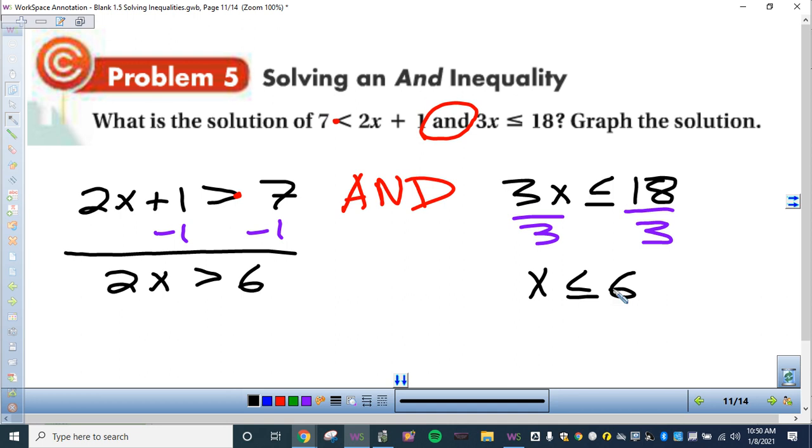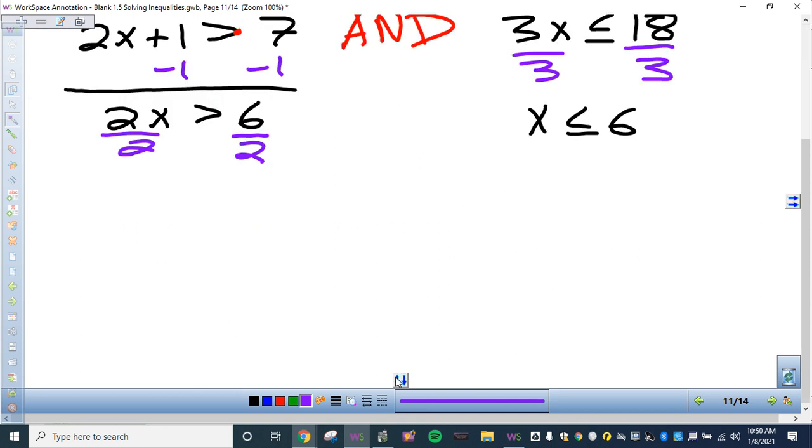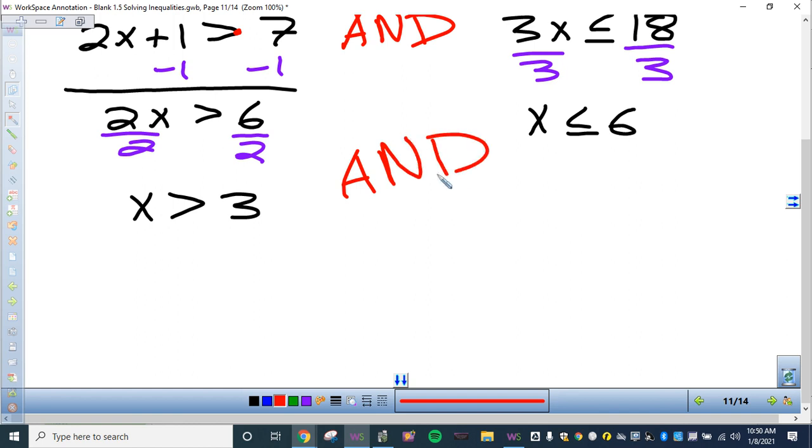First problem, second one's done. First problem, we got one more step, divide by 2. We're dividing by a positive number, so you do not have to flip the inequality. So we have x is greater than 3. Remember, this is an and inequality, so I'm thinking the arrows will most likely connect. When I graph these compound inequalities, small number on the left always, big number on the right, like any old number line.